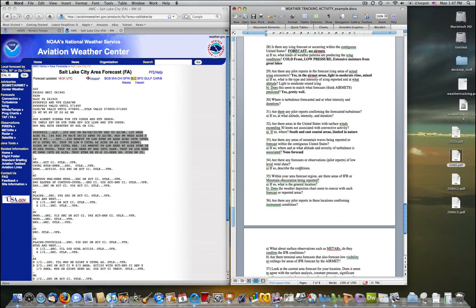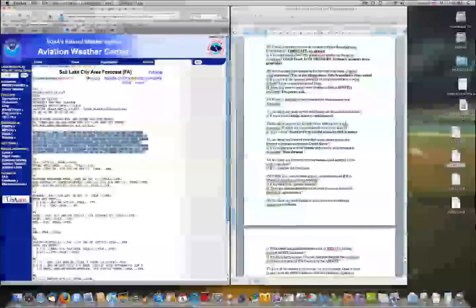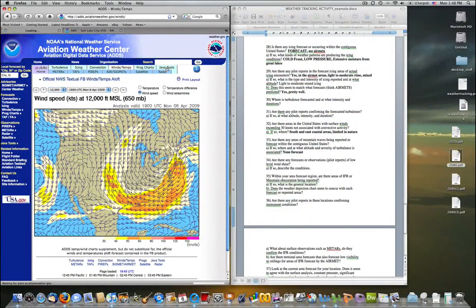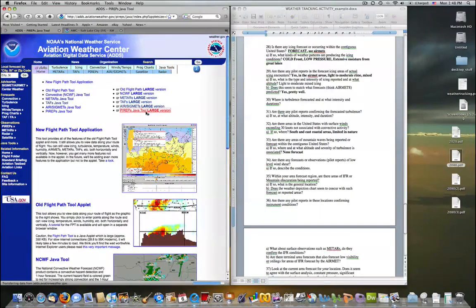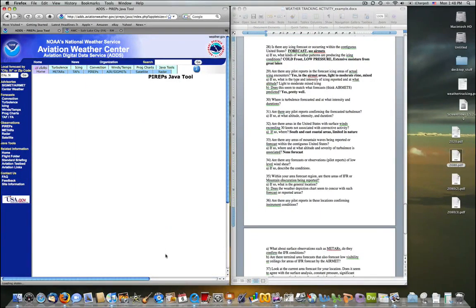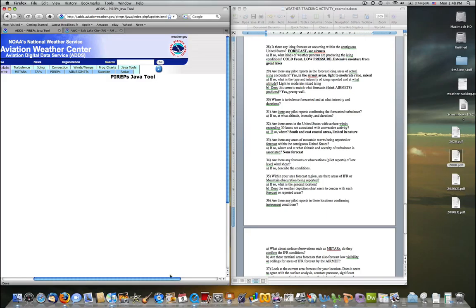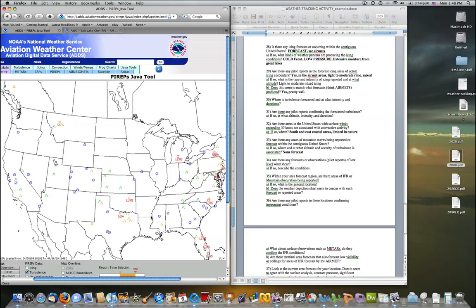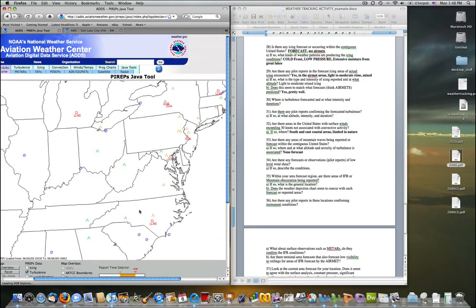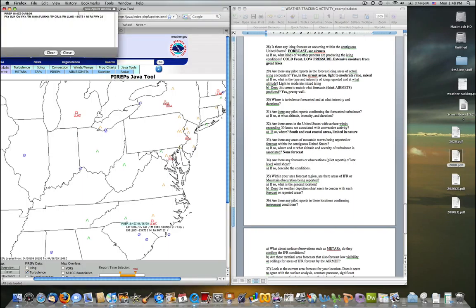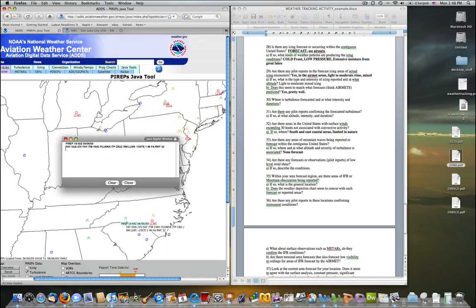For number 34, forecast or observations of low-level wind shear. If you were to see these on the Java tools under PIREPs, you're going to see an urgent pilot report, okay? And what it's going to look like is what you have right here. These low-level wind shear, LLWS. I want to see these. I want to see that you can identify these. This airplane, we're going to click on this.